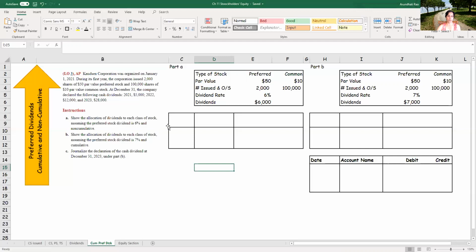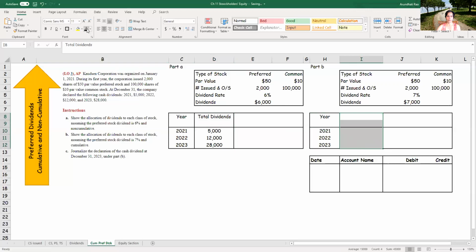So let's see how it works out in this case where we have the dividends for the 3 years. Again, those numbers don't change. They've told us that number stays the same for all 3 years. And the amount that is being paid out, the total dividends, is 5, 12, 28. So that number stays the same. Now what are we concerned with? How much goes to the preferred stockholders and how much goes to the common stockholders?